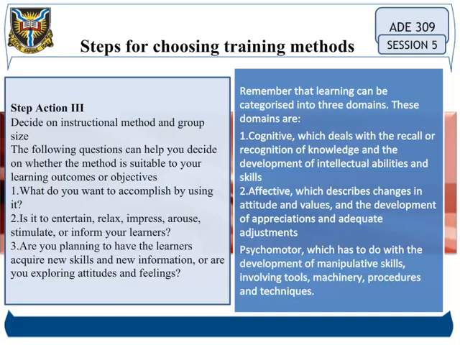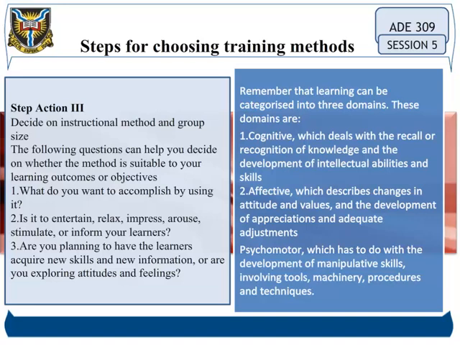The following questions can help you decide on whether the method is suitable to your learning outcomes or objectives. 1. What do you want to accomplish by using it? 2. Is it to entertain, relax, impress, arouse, stimulate, or inform your learners? 3. Are you planning to have the learners acquire new skills and new information, or are you exploring attitudes and feelings? Remember that learning can be categorized into 3 domains.